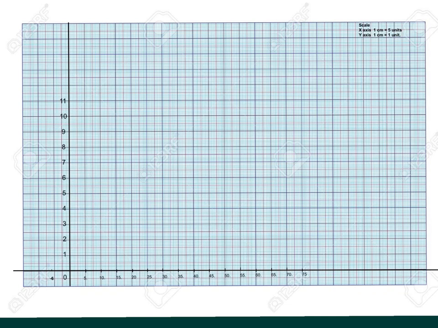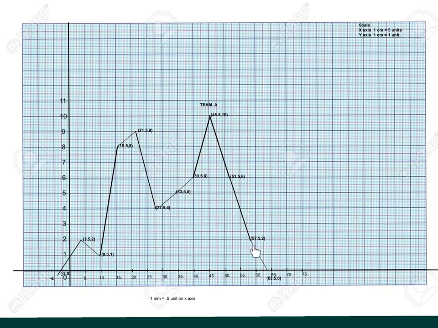Since we have taken 1 centimeter equal to 5 units on x-axis, so each millimeter will represent 0.5. Now our first point for team A is 3.5 and 2, which can be easily plotted. 9.5 and 1. Hence we will get a frequency polygon for team A. Similarly, plotting the points corresponding to team B will give us a frequency polygon for team B. Once we draw frequency polygon for team B also, we have completed the solution to the given question.